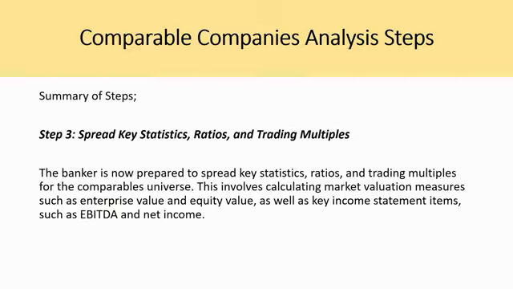In step 3, the banker is now prepared to spread key statistics, ratios, and trading multiples for the comparable universe. This involves calculating market valuation measures such as enterprise value and equity value, as well as key income statement items such as EBITDA and net income. We'll actually go through each, and this is probably the longest portion of the video. We're going to be spending a lot of time on step 3 to really understand each of these metrics, so that when you are in an interview or you are speaking to someone, not only are you regurgitating information, but you understand that information which you're speaking about.